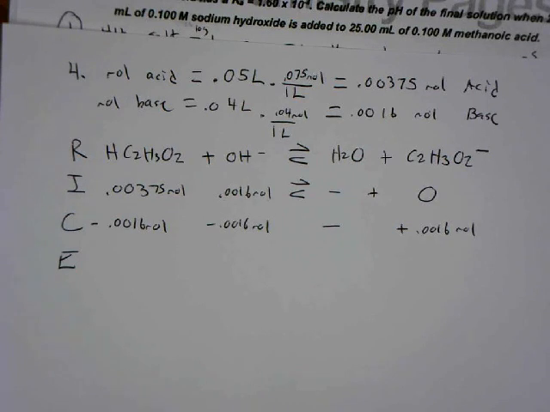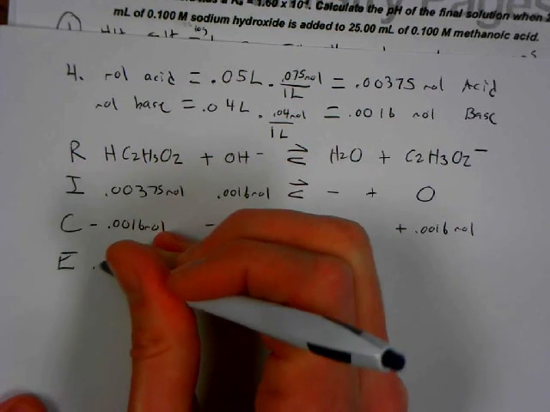Equilibrium. Why did we get rid of Na? We need to bring Na. Because we don't need it. Na is a spectator ion. It has nothing to do with what we're doing here.